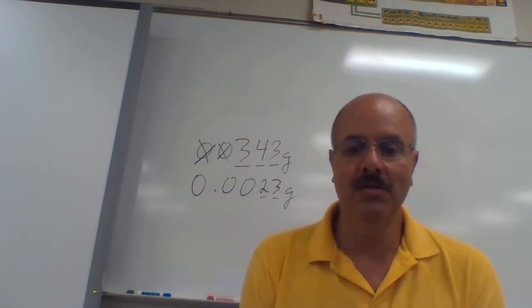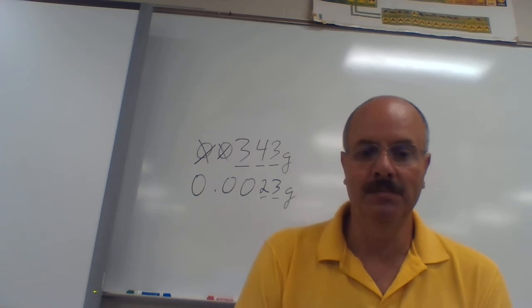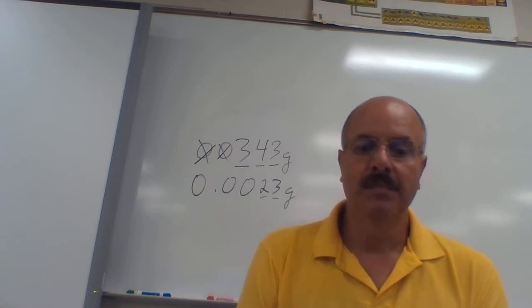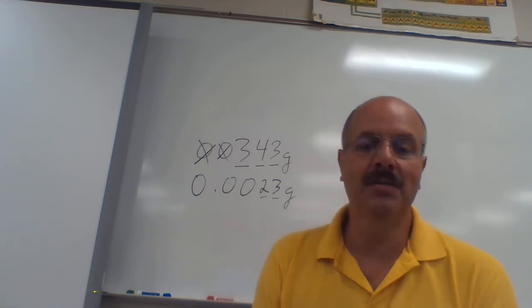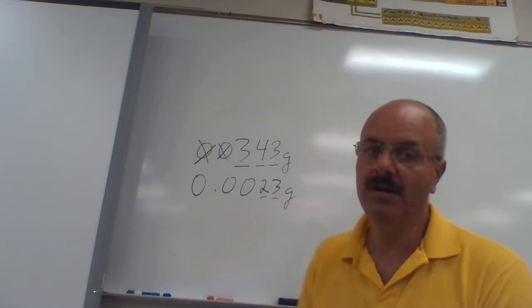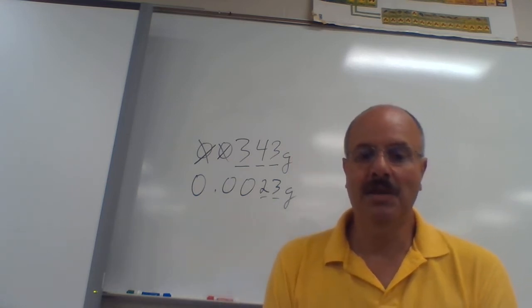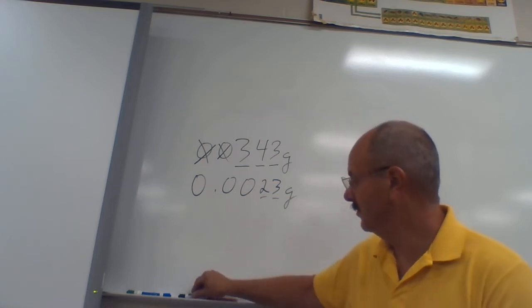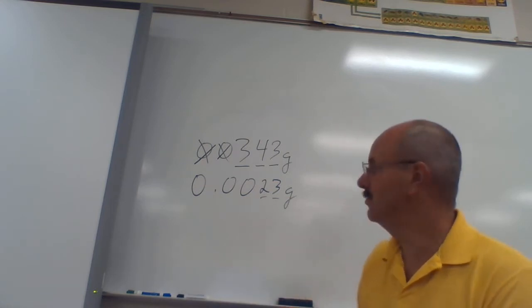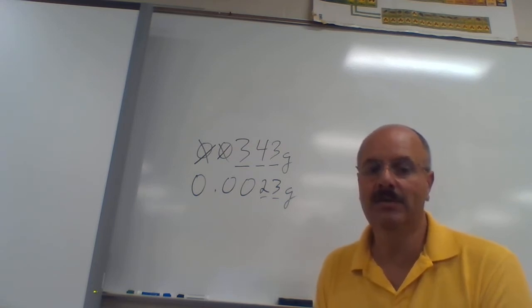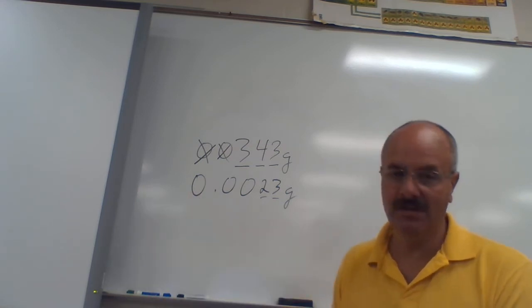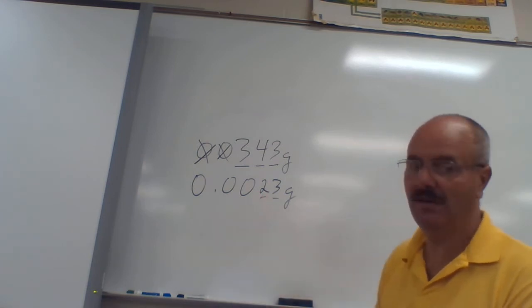All they are is placeholders to push the 2 over to where it belongs. The way in which you can know whether or not they are significant is to rewrite this number in scientific notation. Scientific notation means I have to have one non-zero digit in front of the decimal. Right now I have a 0 in front of the decimal. That's not right. I have to put the 2 in front of the decimal.